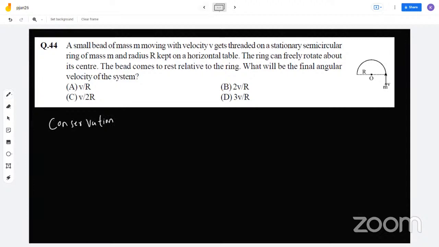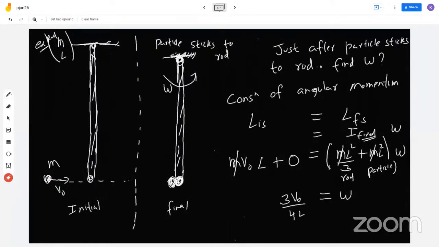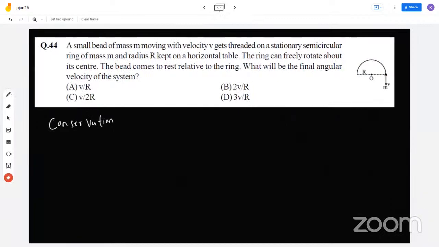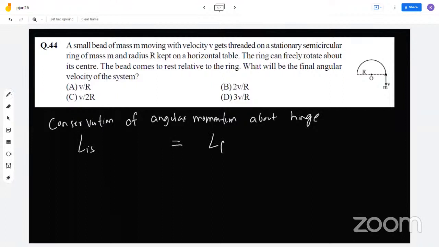Because जो भी force होगा दोनों के बीच का आपस का internal हो जाएगा और इसी के about conserve करेंगे तो hinge का force आएगा लेकिन torque नहीं होगा. इसलिए net angular momentum यहाँ पे हमने conserve कर दिया about hinge. So conservation of angular momentum about the hinge. जो भी hinge के forces हैं उनका torque 0 हो जाए. So we'll write initial angular momentum of the system is equal to final angular momentum of the system.